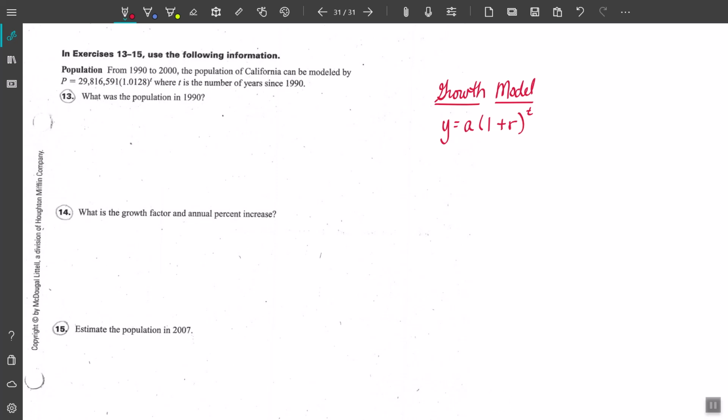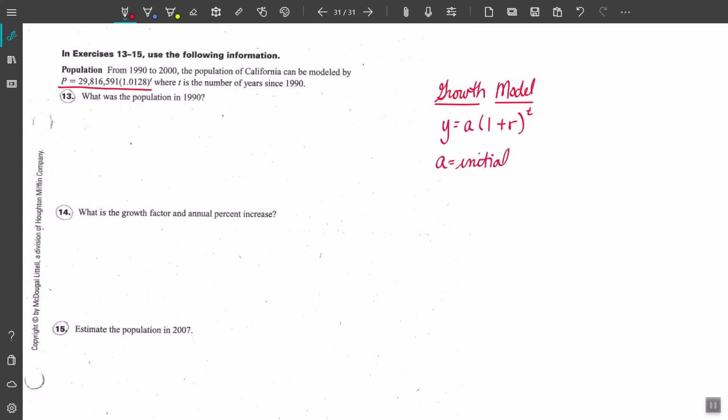You don't see that in this word problem. So this is just a simple growth model where here they're saying over a 10-year period the population of California was modeled by this function right here, this exponential function, where t is the number of years since 1990. So this is following this growth model. It is still an exponential function because you can see that the parentheses here, 1 plus r, is being raised to the t power.